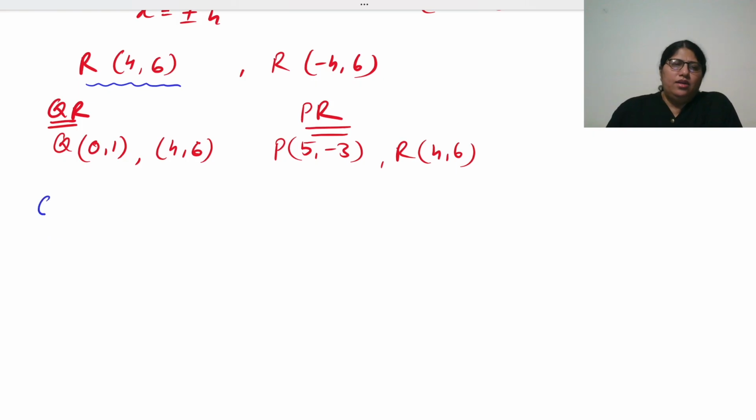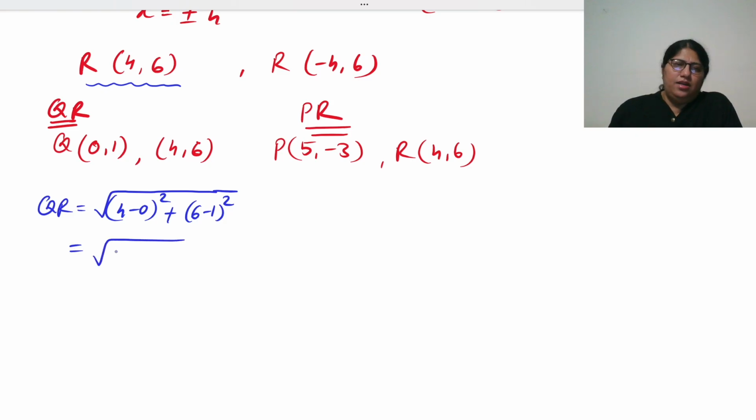So how to get here QR length? Under root, now x2 minus x1, 4 minus 0 whole square plus 6 minus 1 whole square, right? Which is nothing but 4 square plus 5 square. What is the answer then? QR equals 16 plus 25, and this is going to be a prime number, which is root 41 units, right?